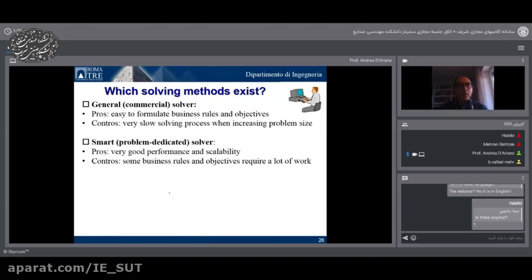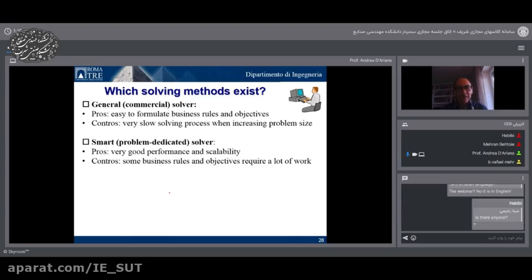What is a smart solver? It's a problem dedicated solver that can also incorporate the general commercial solver, but must be customized. Okay, customized why? Because we need to reach good performance, because we need to reach good scalability. And what is the problem?